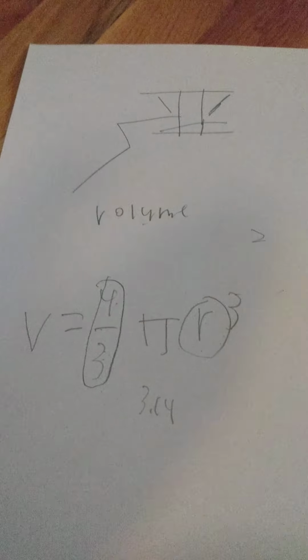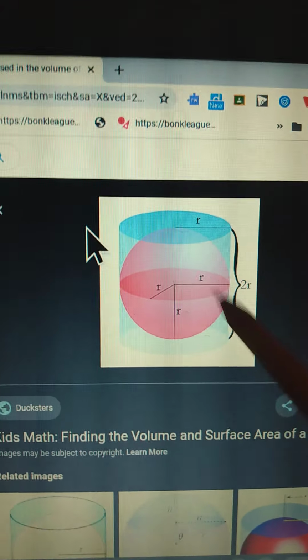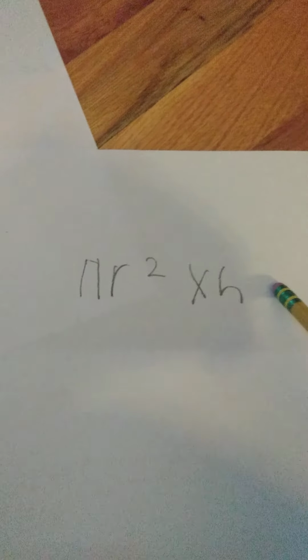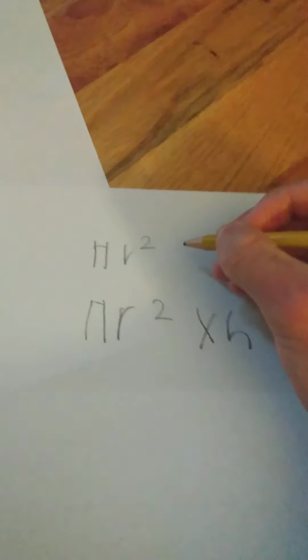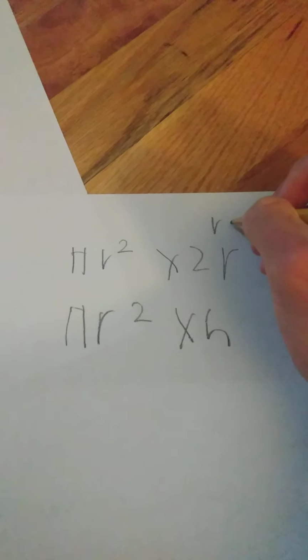So he did it like this. He compares a sphere with a cylinder. They put it inside one another to compare it. The formula for a cylinder is this: pi r squared times height. But back then, Archimedes wrote it this way: pi r squared, multiplied by 2r. R is radius.